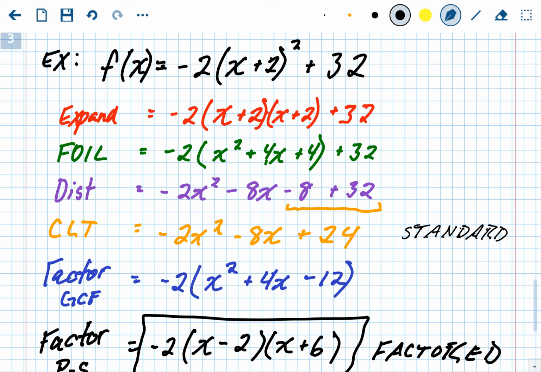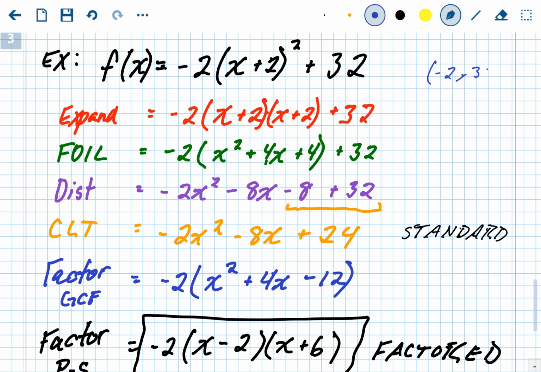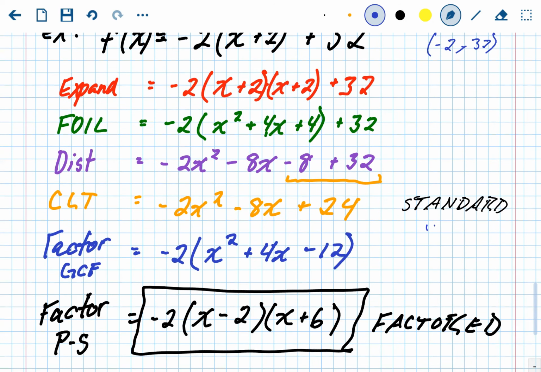So again, if you want to just run through real quick and find all the important information, first of all, we know the a value. The a value in all these is -2, so it's going to open down. It's going to have a maximum value. The vertex from vertex form is -2, 32. The axis of symmetry is -2. From standard form, we could find the y-intercept. The y-intercept is the c value. The c value is 24.